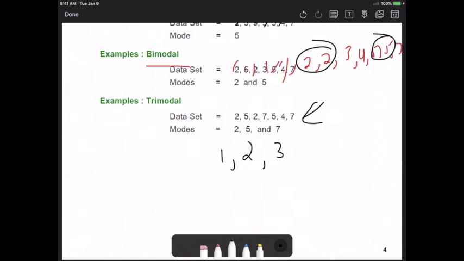What comes up most often? Your answer would be no mode. No mode. And the reason why it's no mode is none of the numbers come up most often. They're all the same. So how about if you had this?